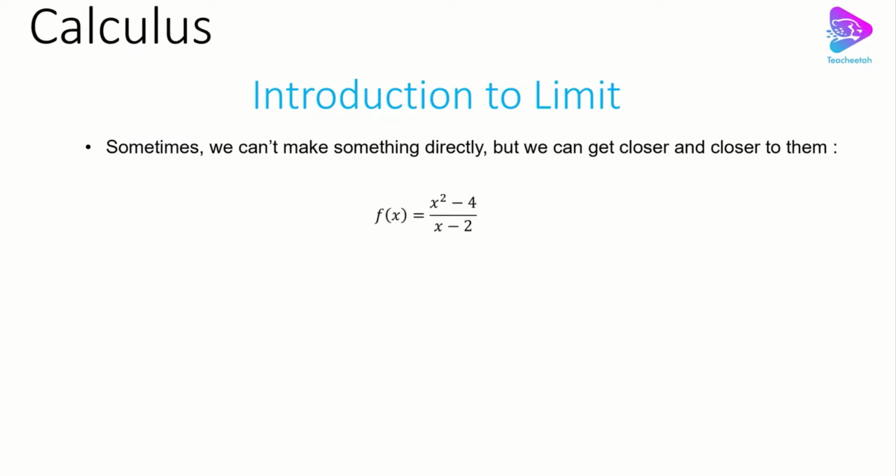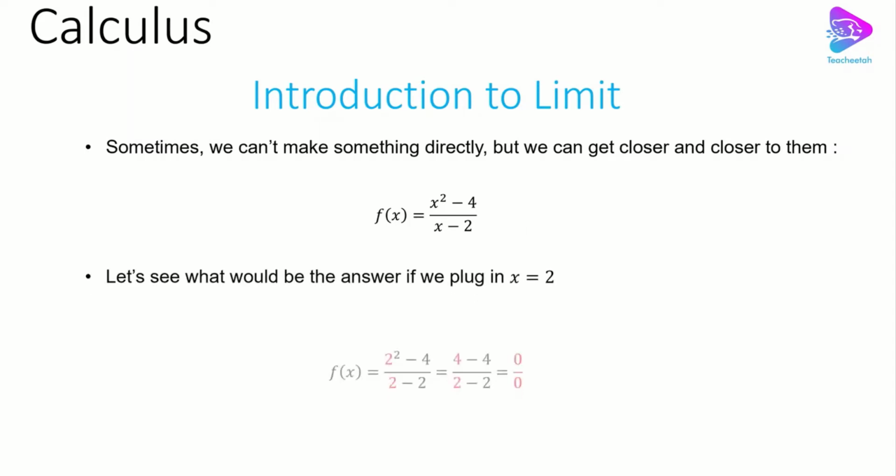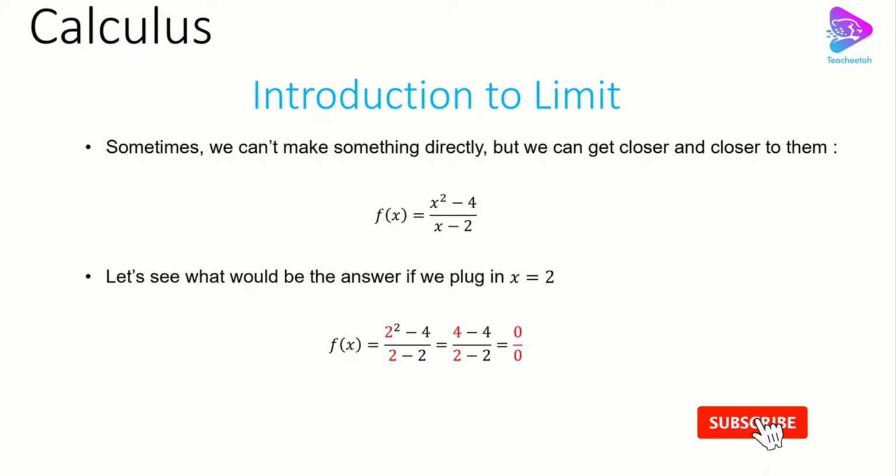We have f of x equals x squared minus 4 over x minus 2, and I want to examine this function at the specific value of x equals 2. If I plug in x equals 2 in that function, we will have 2 squared minus 4 over 2 minus 2. And we know that 2 squared minus 4 is 4 minus 4, which is 0, and 2 minus 2 is again 0. Therefore we have 0 over 0, which is indeterminate.